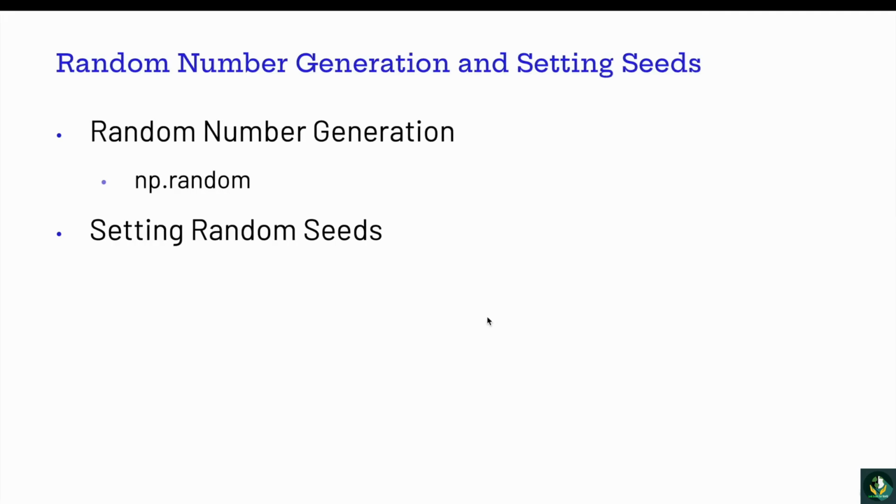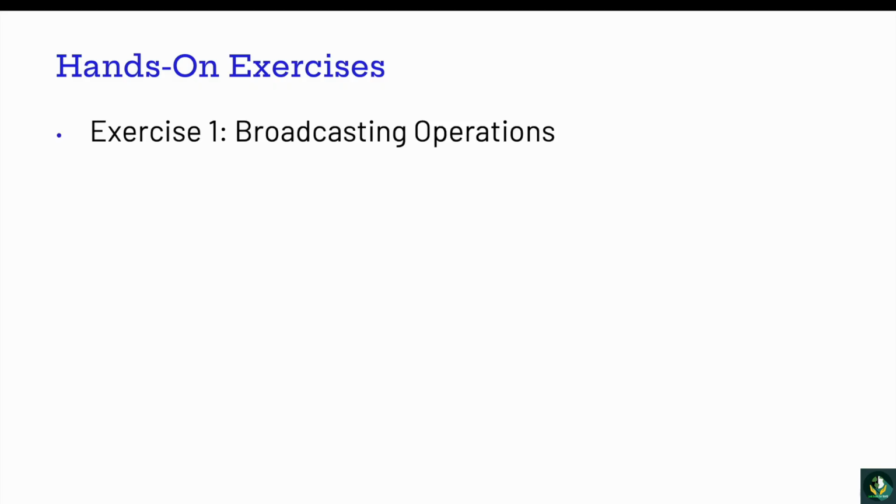Now that we have understood more about advanced NumPy, let's get into some hands-on exercises. Our first exercise is broadcasting operations. We've already done this, but the objective here is to perform operations on arrays of different shapes using broadcasting. So first we'll create a 3 by 3 matrix, and then we'll add a 1 by 3 vector to the matrix, and then we'll multiply the matrix by a scalar.